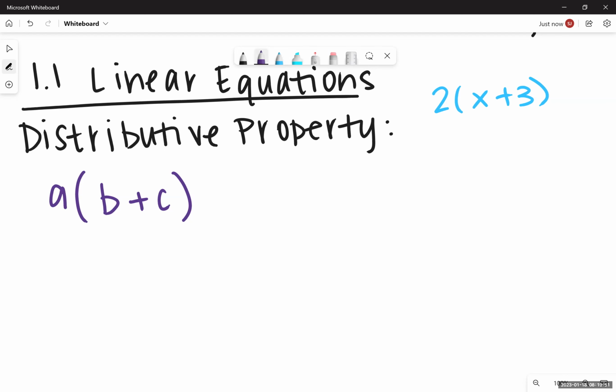What you do whenever you have something that's being distributed is you multiply it to everything. I know that it's multiplying these two terms inside of the parenthesis because there's nothing in between right here. There's not a negative sign, a minus, a plus, there's nothing. It's just something touching a parenthesis. That means multiplication. It's not just multiplying one thing, it's multiplying whatever's inside of the parentheses.